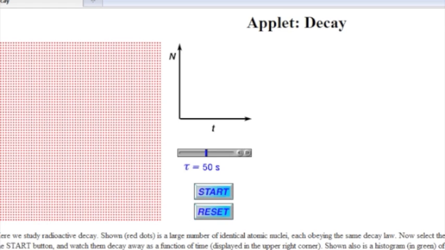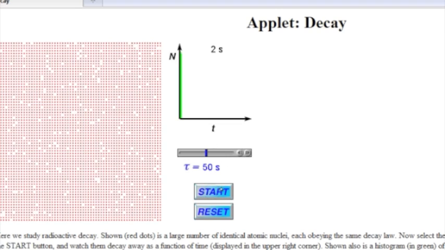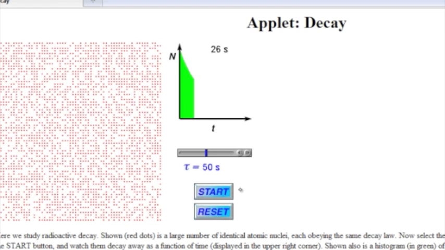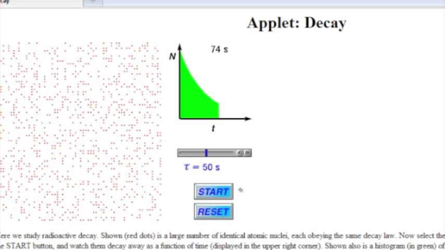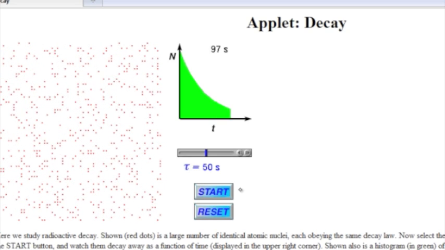This is a little animation showing what we mean by half-life or rate of radioactive decay. Here, the red dots show a large number of identical atomic nuclei that all obey the same decay law. Let's just start this to show how these nuclei undergo radioactive decay. I've started it, and you can see as the red dots disappear, it's indicating that those particular atoms have undergone radioactive decay.